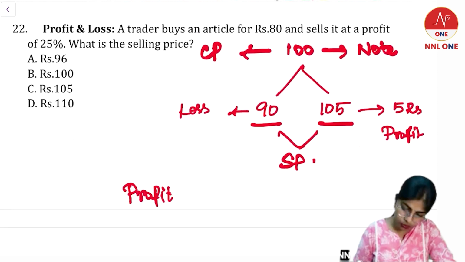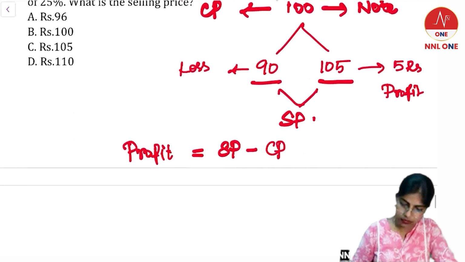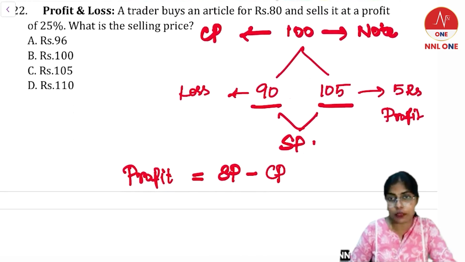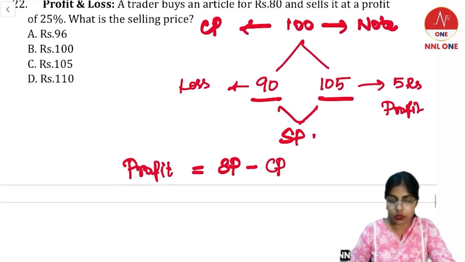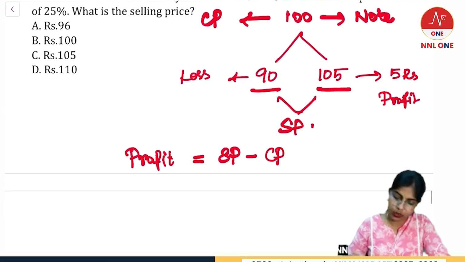Profit is equal to selling price minus cost price. Since I got a 5 rupees profit, I'm able to compare the value from the cost price only. Only after doing so can I get the resultant answer whether it is a profit or a loss. You can take it as an example.